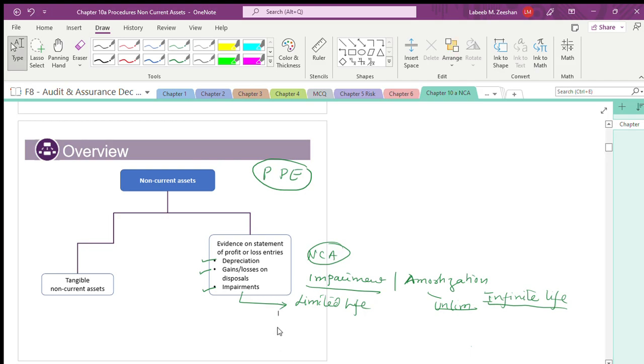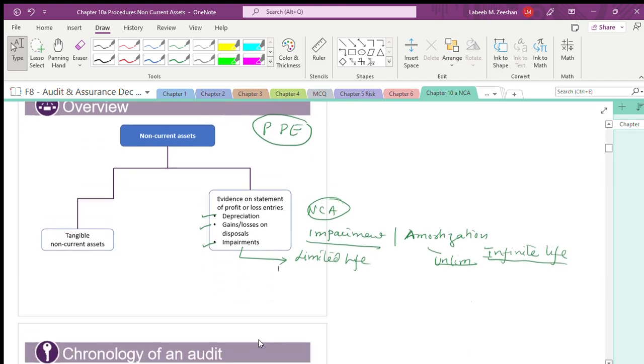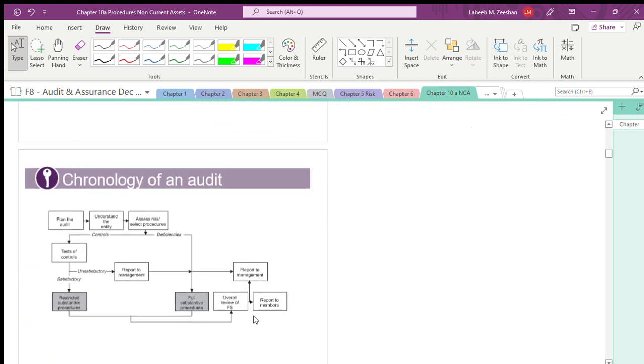Now, whenever you are going to have non-current assets, when you are auditing non-current assets, what are the things you will audit? You will audit first the non-current asset register. Next, we are talking about depreciation, any disposals, gains or losses, and any impairments. Fine. This much is there. This is the chronology. Is it the same process?